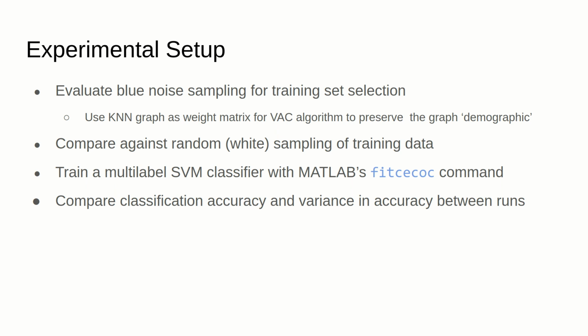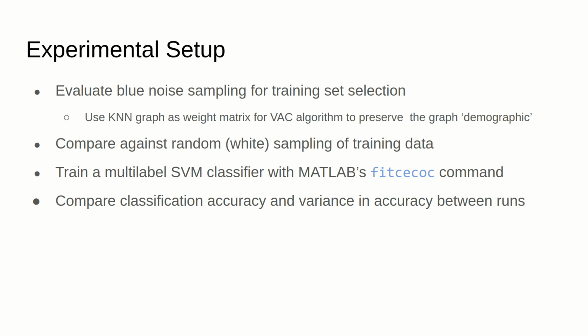So we want to choose a sampling set with blue noise graph sampling which accurately represents the distribution of the data. This way, when we train any neural network, I use an SVM classifier for simplicity, any machine learning algorithm, it'll have a better idea of what the data looks like.